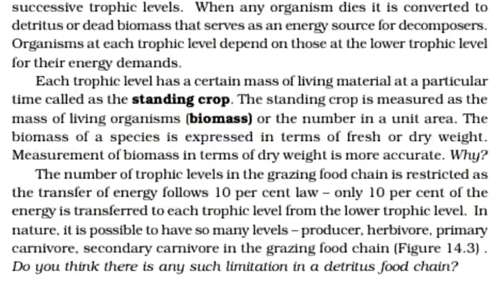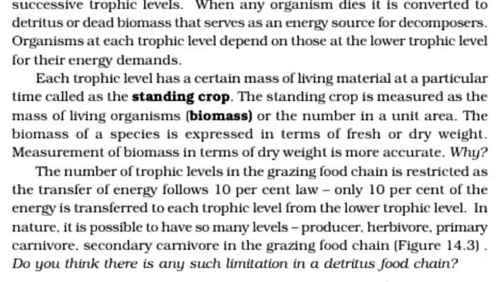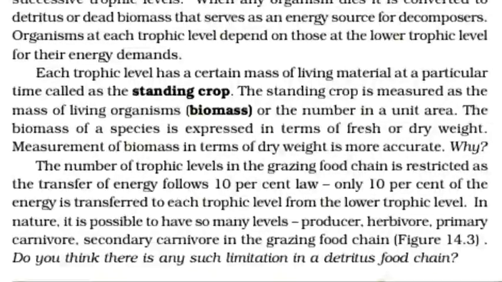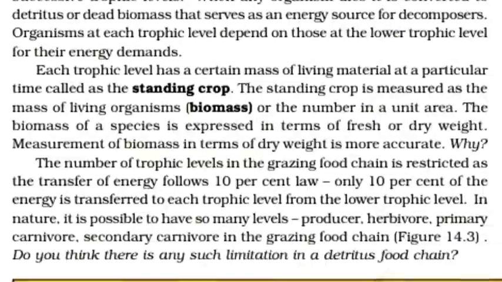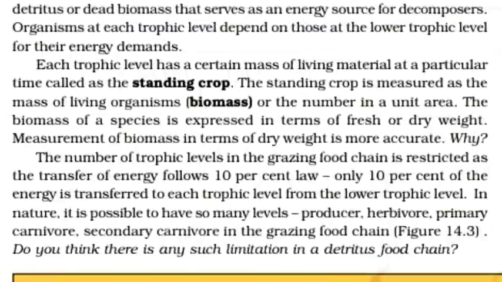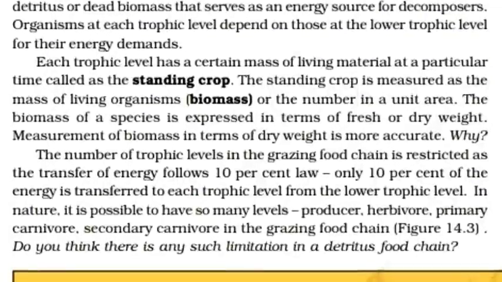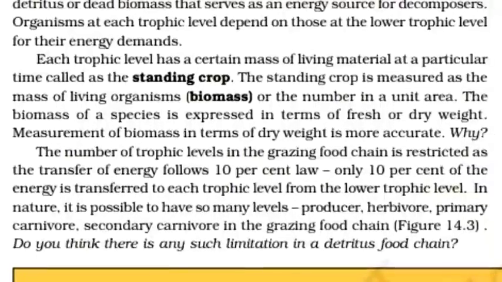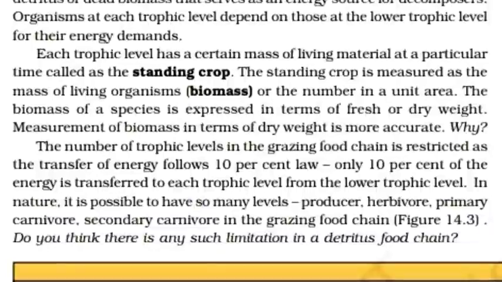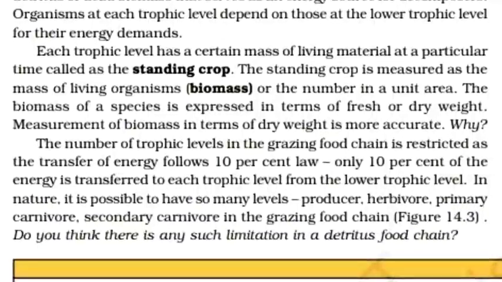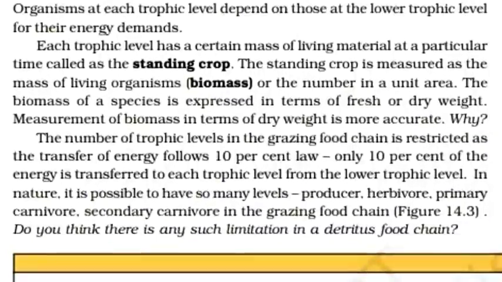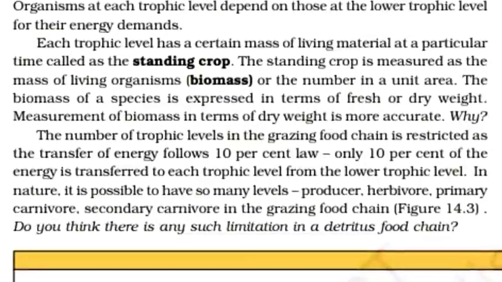Each trophic level has a certain mass of living material at a particular time, called the standing crop. The standing crop is measured as the mass of living organisms, the biomass, or the number in a unit area. The biomass of a species is expressed in terms of fresh or dry weight. Measurement of biomass in terms of dry weight is more accurate. Why?